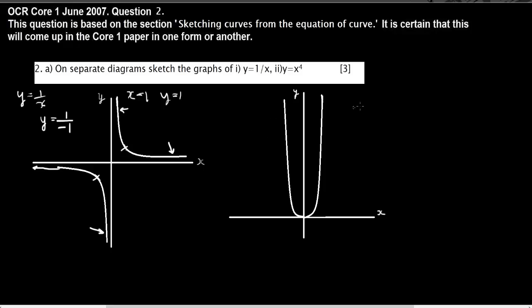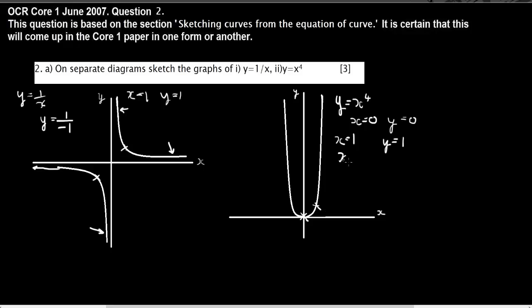For y equals x to the power 4, that's this one here. First of all, when x equals 0, we can see that y equals 0. So that's there. x equals 1, y equals 1. We'll put that point there.